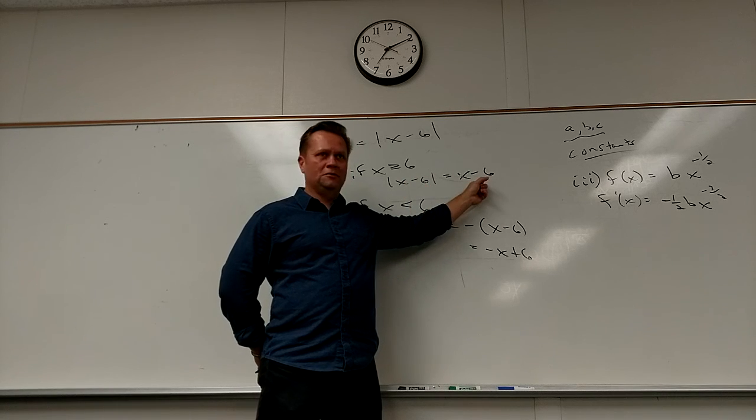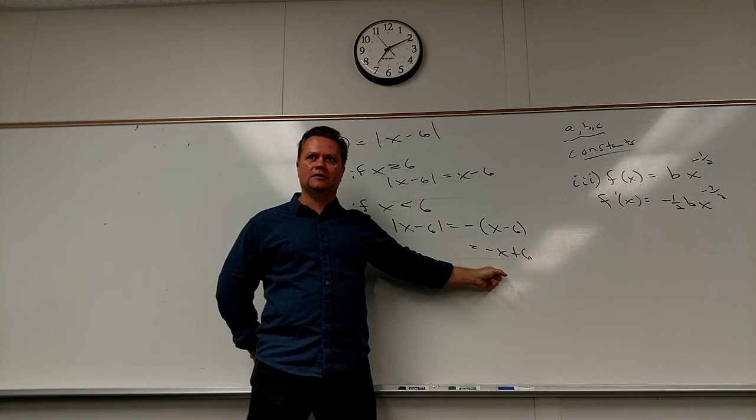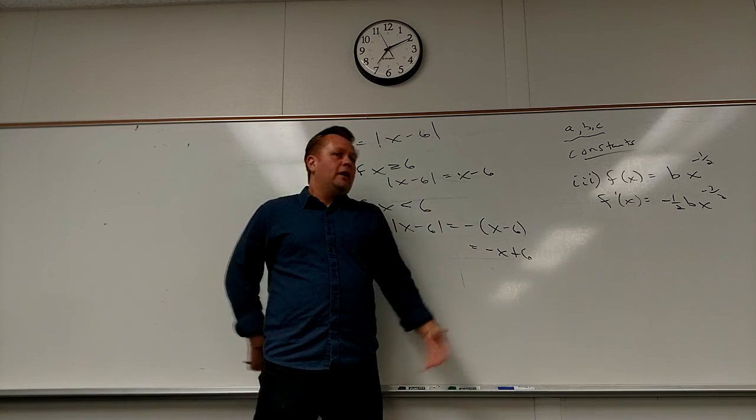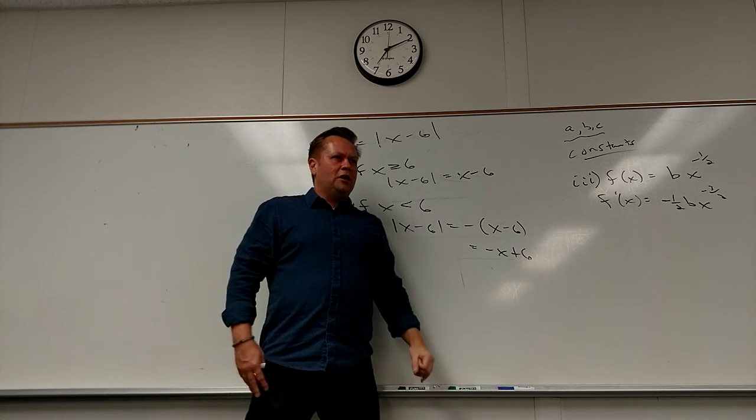What was it here? 1. What is it here? Negative 1. Is it continuous through 6? No. All right, basically just the problem for you. You just got to capture it all down on paper now.